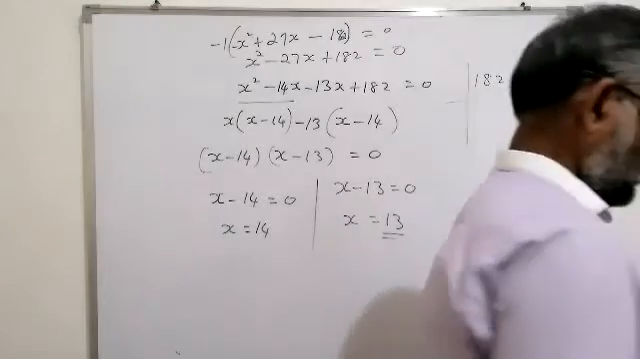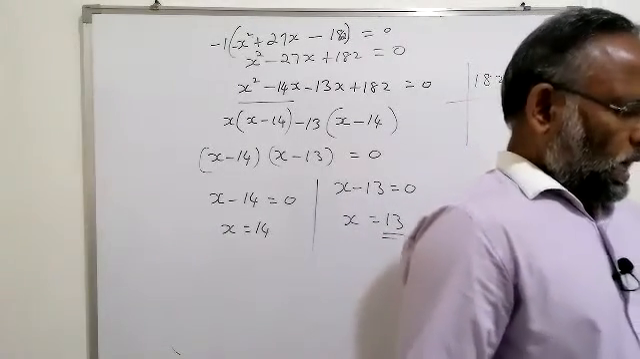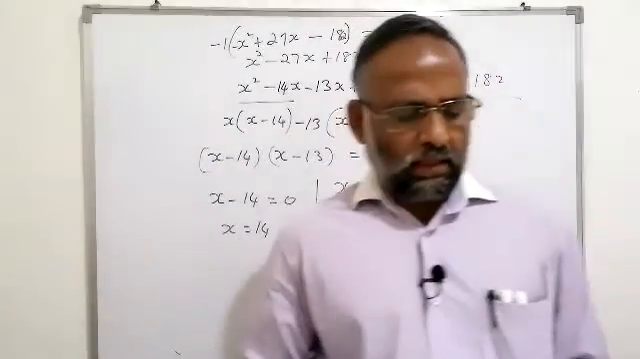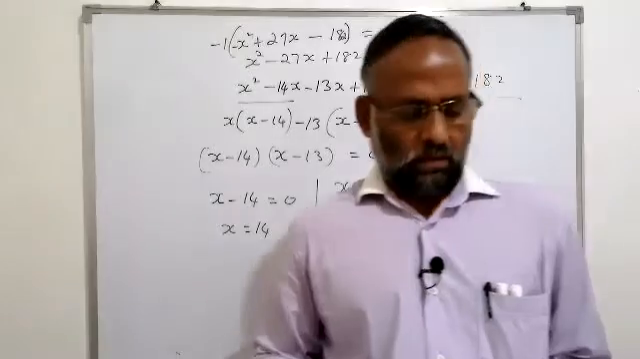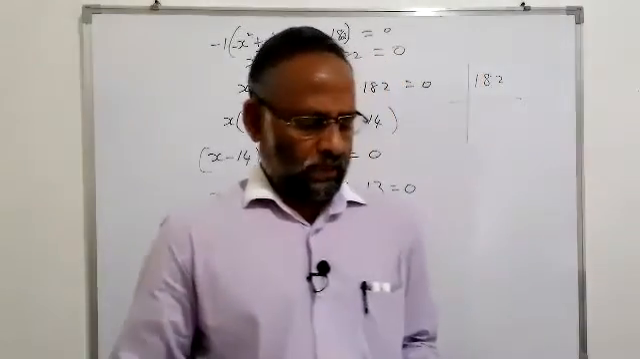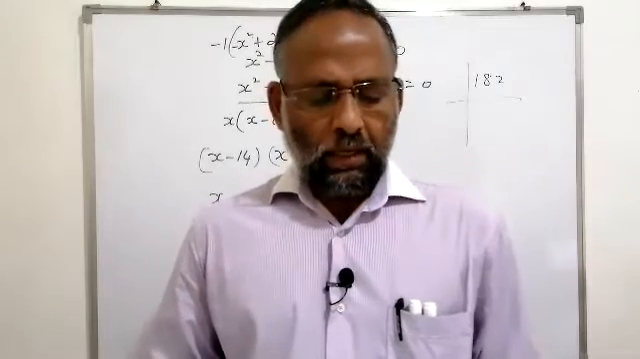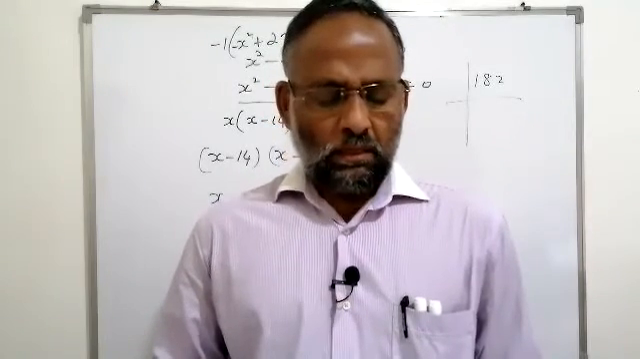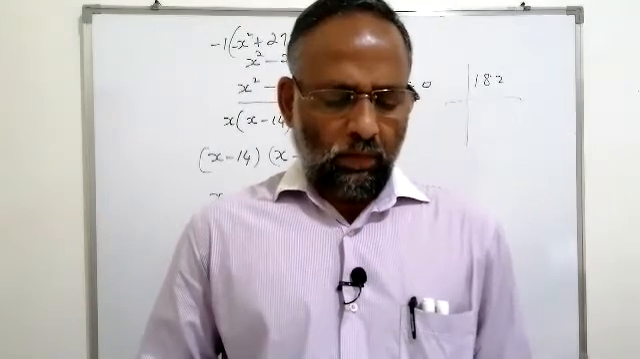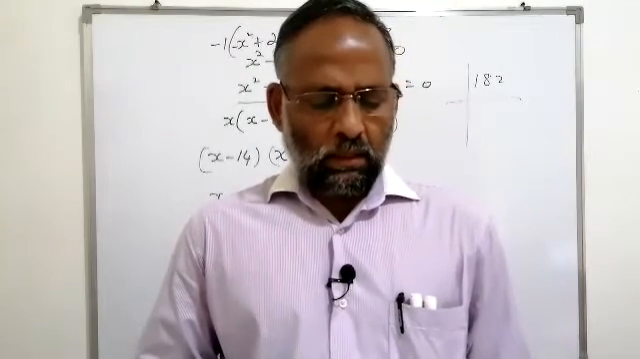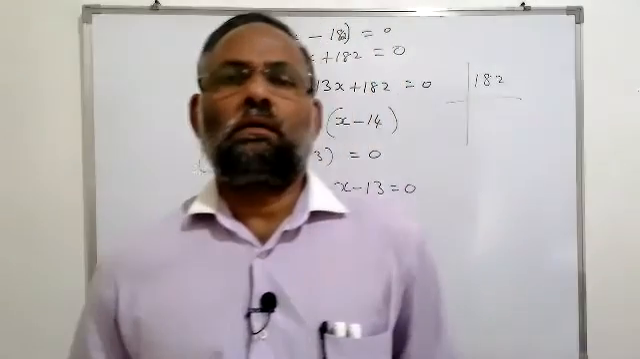Now write another question. The altitude of a right triangle is 7 centimeter less than its base. Question number 5, exercise 4.2. The altitude of a right triangle is 7 centimeter less than its base. If the hypotenuse is 13 centimeter, find the other two sides.